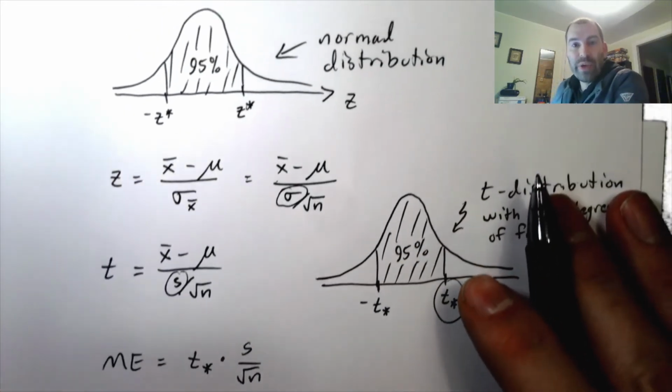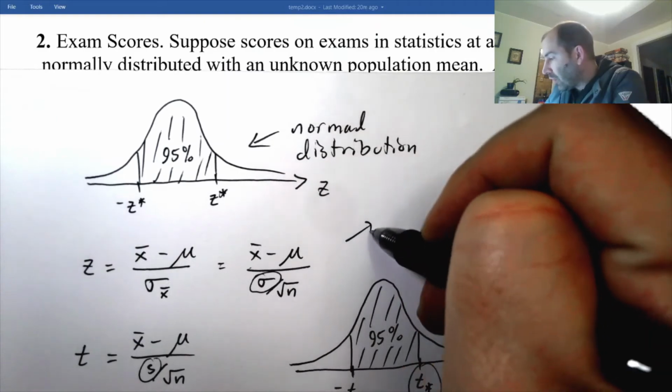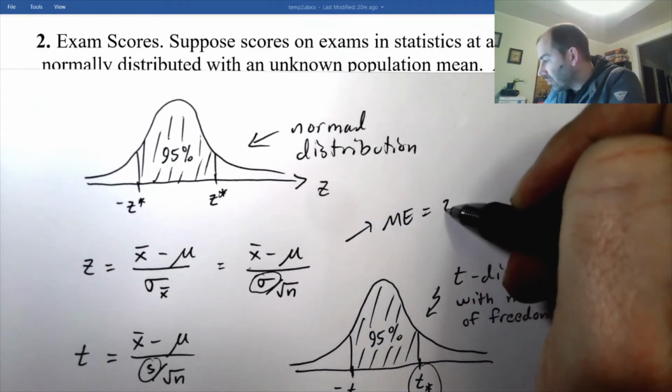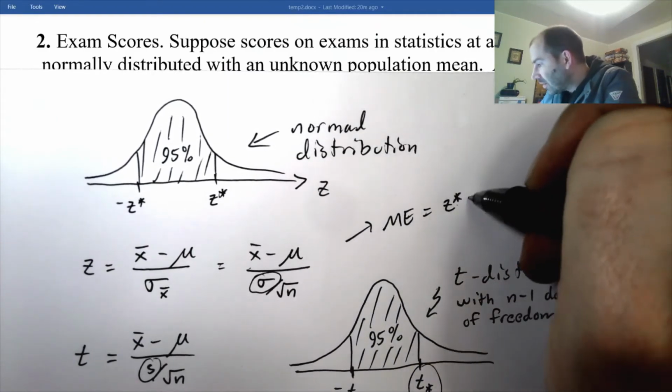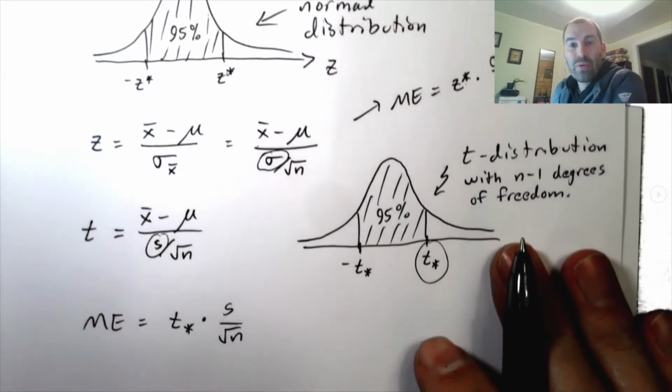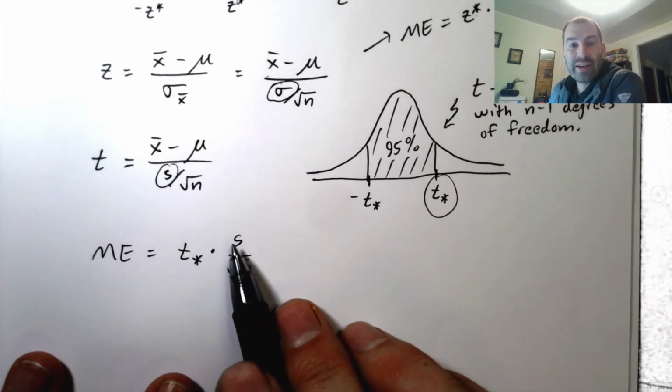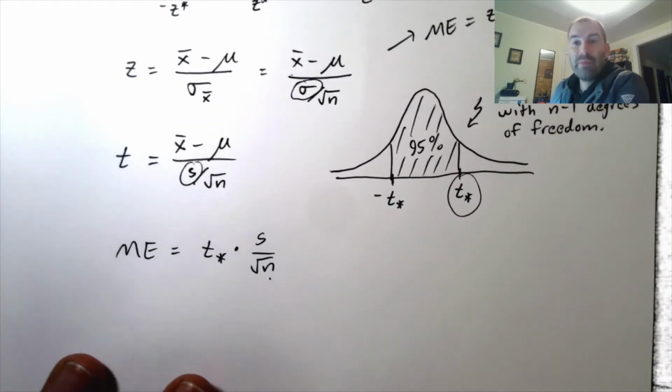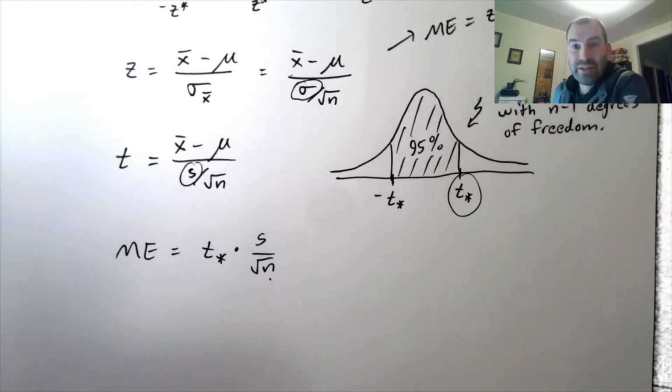Compare that to what we had up here. In this picture, we used a margin of error equal to z star times sigma over root n. So now instead, we're using t star times s over root n. But now everything else proceeds the same way.